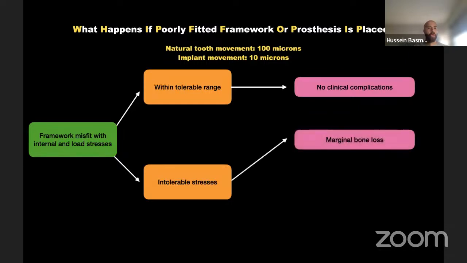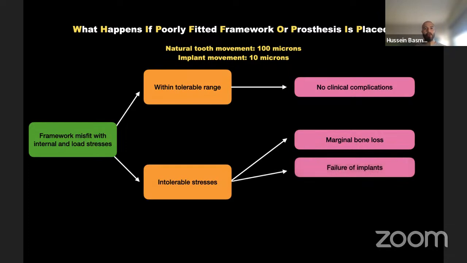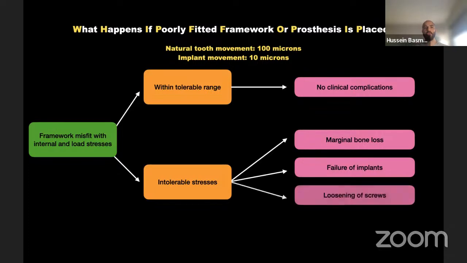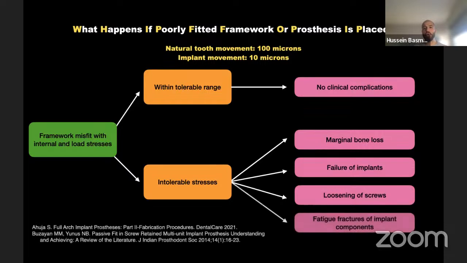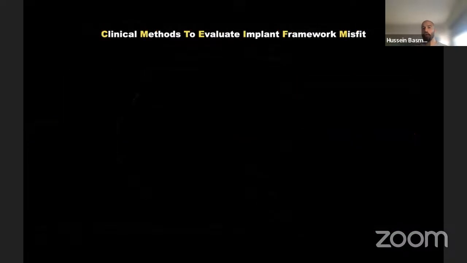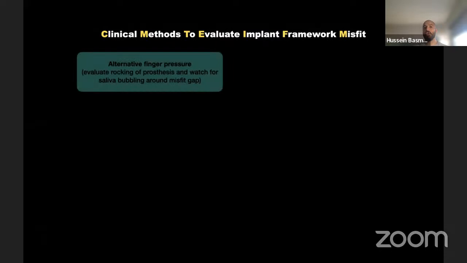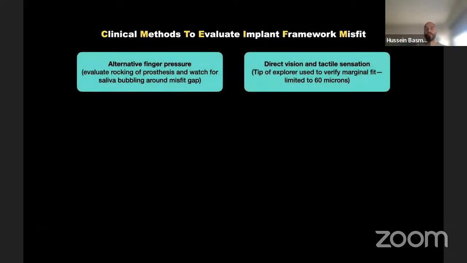However, if there is an active fit here, and it doesn't have a passive fit, we might end up with marginal bone loss around the implants because you're putting a lot of strain on some of the implants. Also, we might end up with failure of the implants. We might end up with prosthetic complications such as loosening of the screw, fracturing of the screw, and fracturing of the implant component. So it's very important that we respect this passive fit.